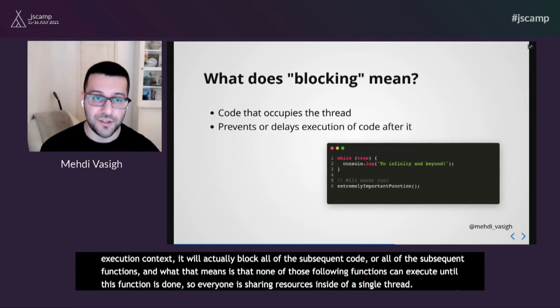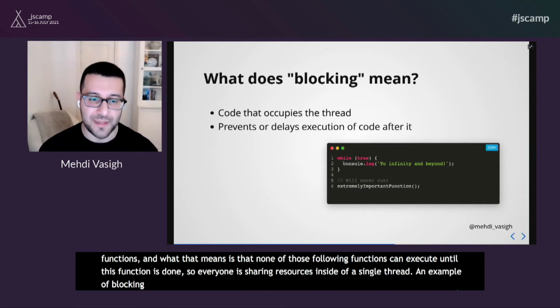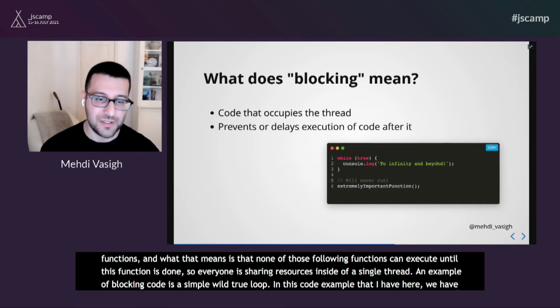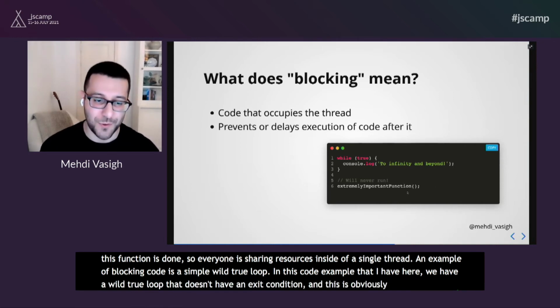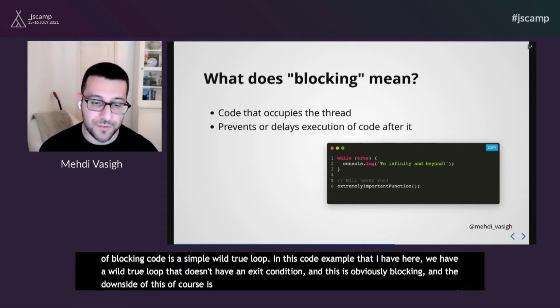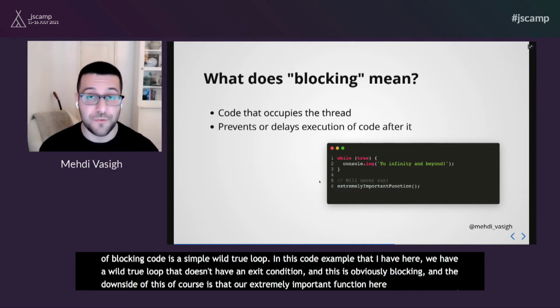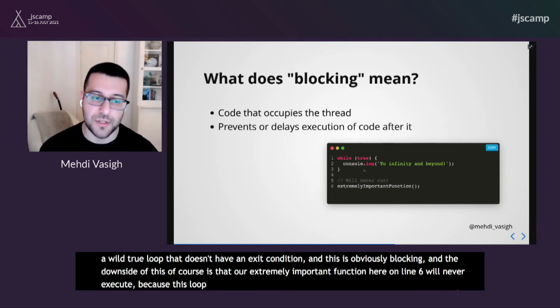So an example of blocking code is a simple while true loop. In this code example that I have here, we have a while true loop that doesn't have an exit condition, and this is obviously blocking. And the downside of this, of course, is that our extremely important function here on line 6 will never execute because this loop will never run to completion. So this code is blocking, and that's what we mean when we say blocking code.